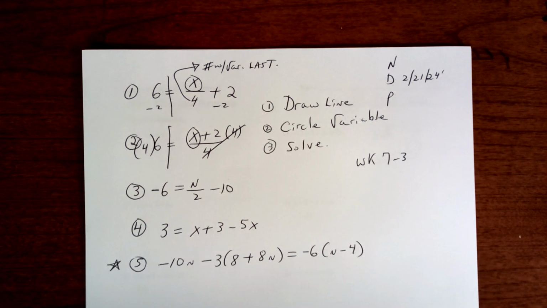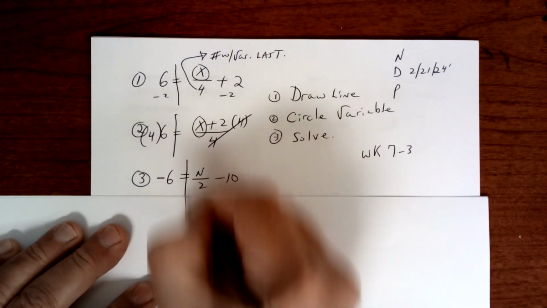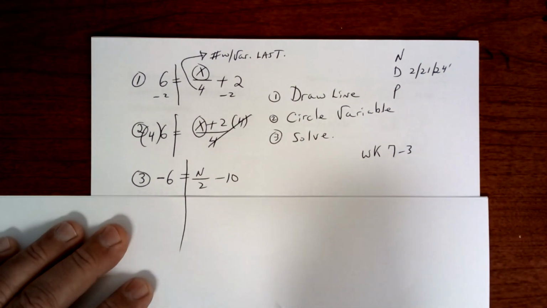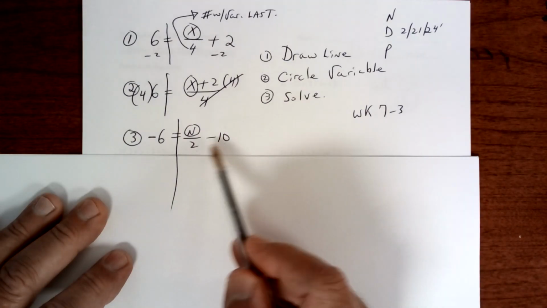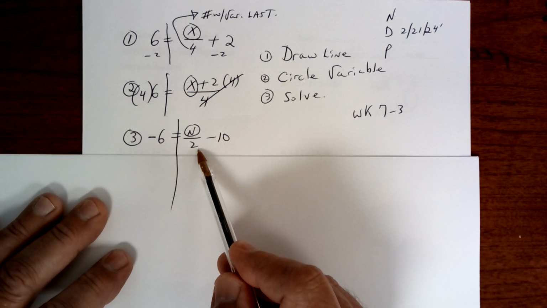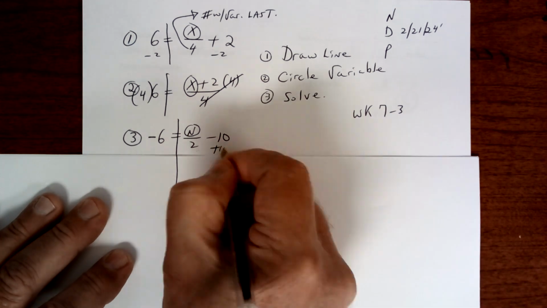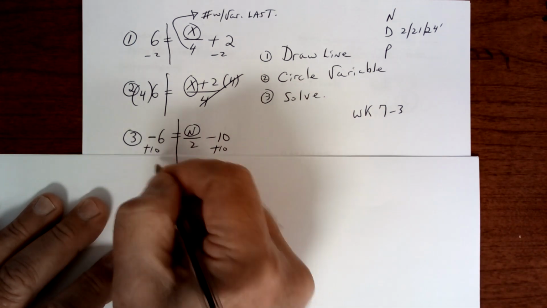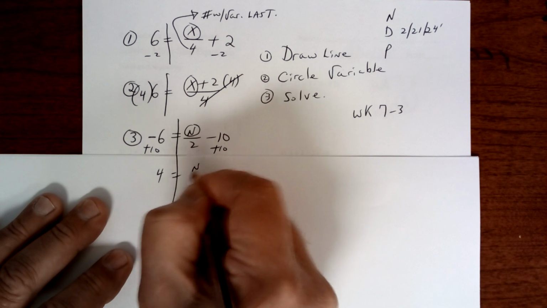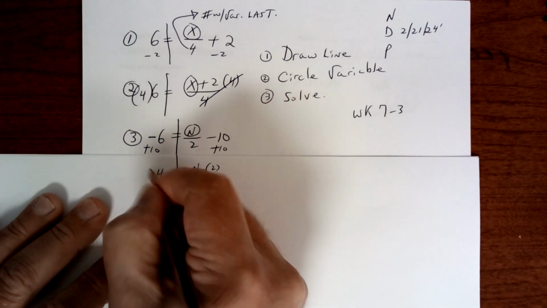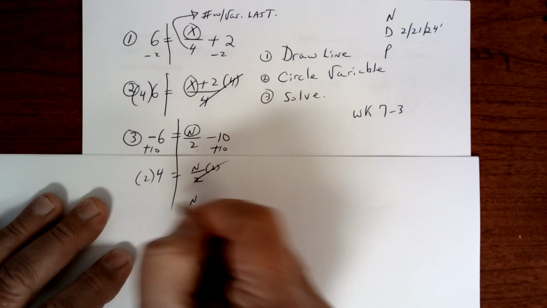This one right here, draw a line. Circle your variable. You want to get rid of these two. The number with the variable is last, so you want to add 10. When you add 10, you get 4. The opposite of dividing by 2 is multiplying by 2. So n is equal to 8.